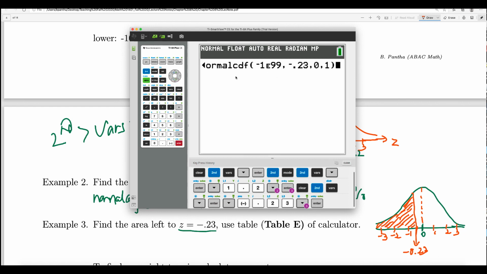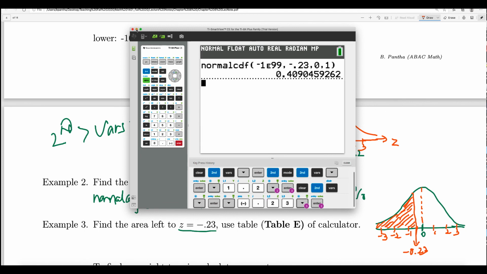So this is the syntax you use in the TI-83. You get normal CDF by second vars and normal CDF. Pick the left bound, any number on the left. You can pick negative 10 to the 10 or negative 1000 or negative 100. That's fine, because if you go all the way to negative 100, it picks up most of the area to the left side. The right bound is negative 0.23, and 0 and 1 are the mean and standard deviation defaults. If you hit enter, it will give you 0.4090.